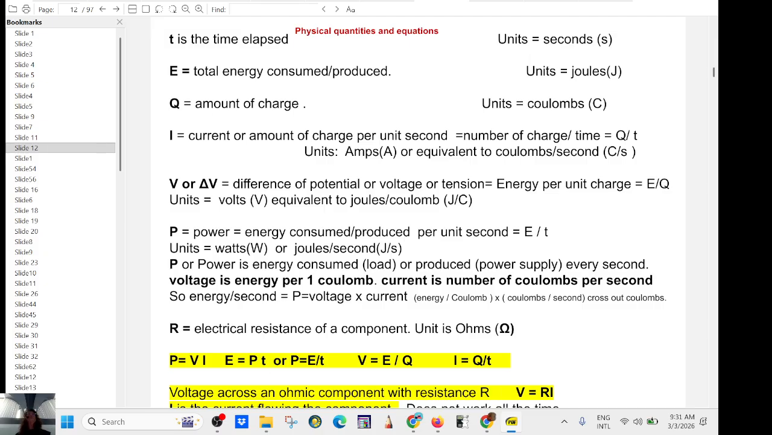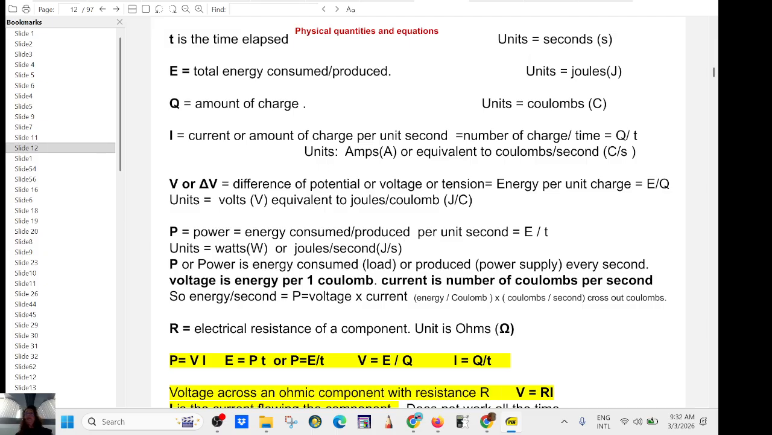The time has to be in seconds. So if you are given minutes, you have to turn that into seconds. Energy in joules. Okay, Q is in coulombs, the amount of charge. The current is the amount of coulombs being produced by a power supply, for example, per second. So the unit is amps, but it means coulombs per second, or Q in coulombs over T, so per second for 1 second.